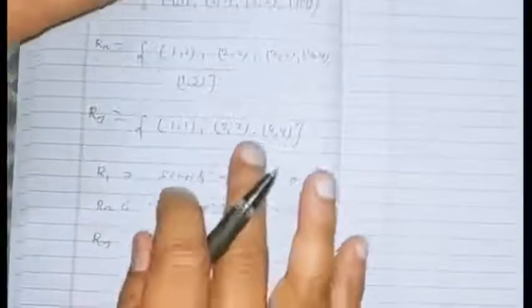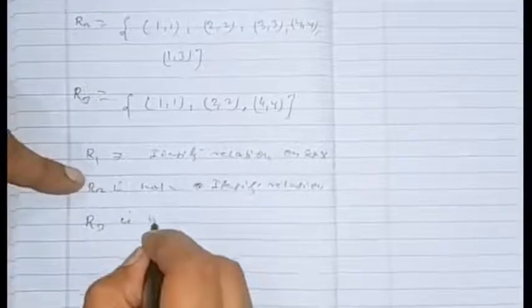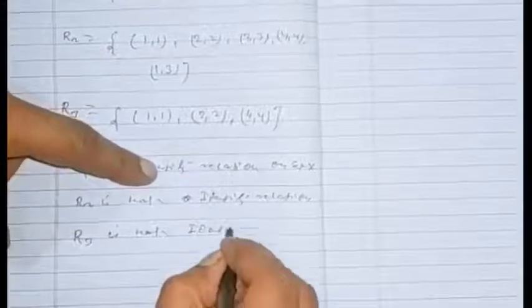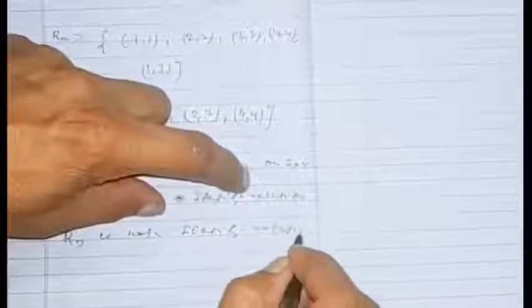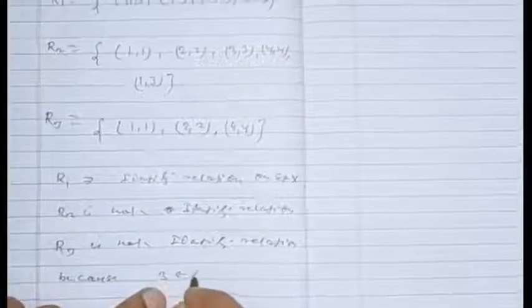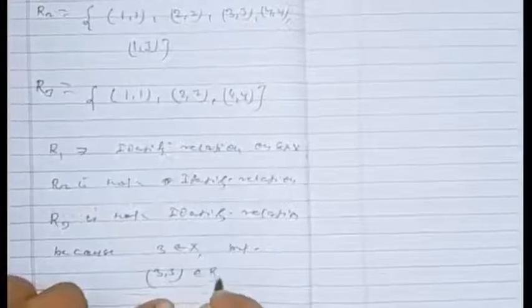R3 is not an identity relation, and here is the reason. 3 belongs to set X, but (3,3) does not belong to R3. This is the reason R3 is not an identity relation.